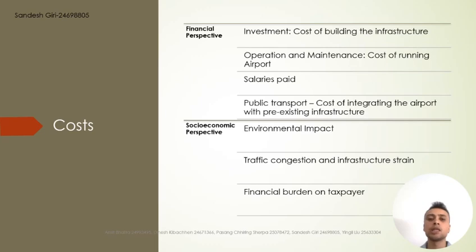The government will be extending public transport like the metro and extensive road networks to the airport, so that will also present a huge cost to the project. Talking about the socio-economic perspective, the construction will cause disturbance to a lot of people and the local ecology, causing a huge environmental impact. Due to the service, lots of people will be using the airport, causing traffic congestion and infrastructural strain. Similarly, the investment and every other cost associated with the airport will be provided by normal taxpayers, so it's a huge financial burden for them.